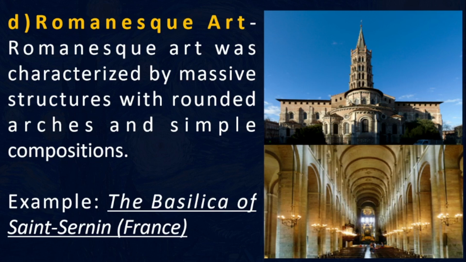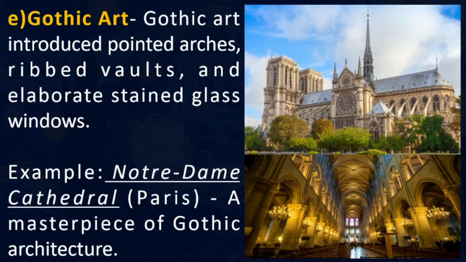D. Romanesque art. Romanesque art was characterized by massive structures with rounded arches and simple compositions. Example, the Basilica of Saint Sernin, France. This grand church features barrel vaults and sturdy rounded arches, exemplifying Romanesque architecture. The interior is designed for pilgrimage with an extended nave and radiating chapels. Its heavy, fortress-like appearance reflects medieval stability and faith.